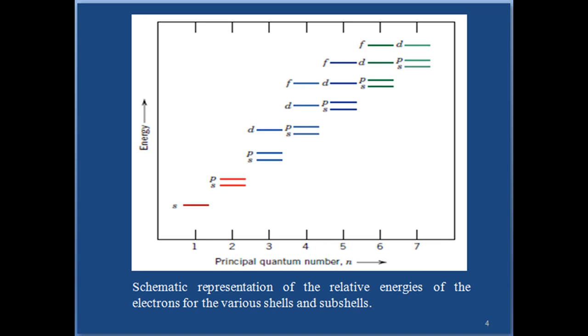Several features of this particular diagram we are going to discuss. First, the smaller the principal quantum number, the lower the energy level. Means if the principal quantum number is smaller, you will get the energy level at the lower side.